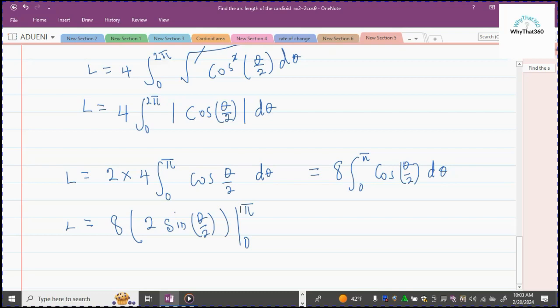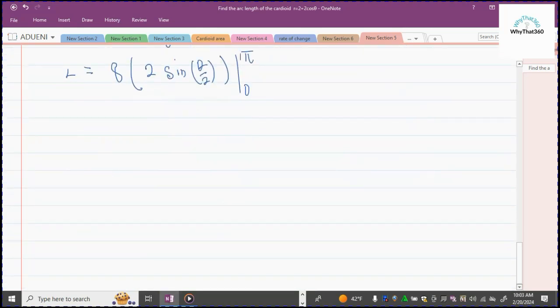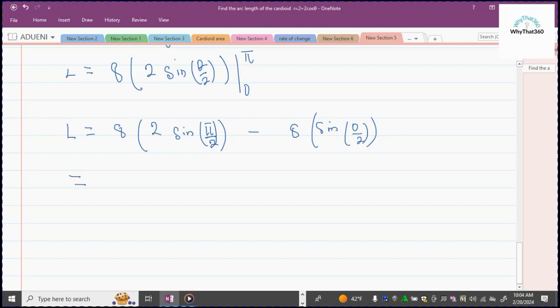So the first thing that we will do is evaluate this when theta is 0, and then after that when theta is equal to pi, and that will leave us to get L. Step by step, we will do 8 times 2 sine pi over 2 minus 8 times 2 sine 0 over 2, that in bracket times 8, and this leaves us with a length equal to 16 units.